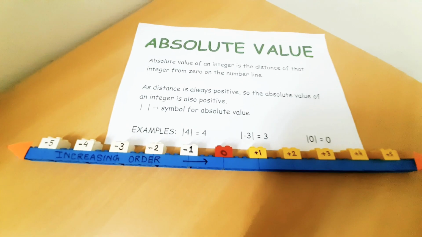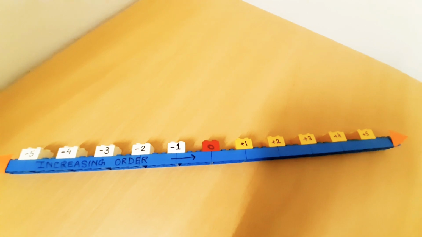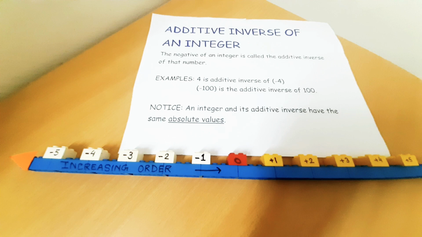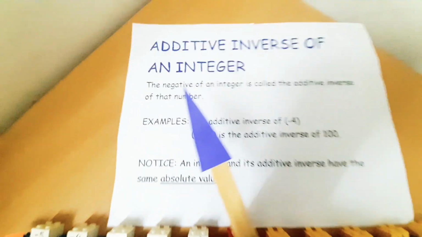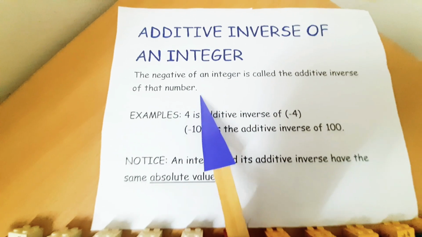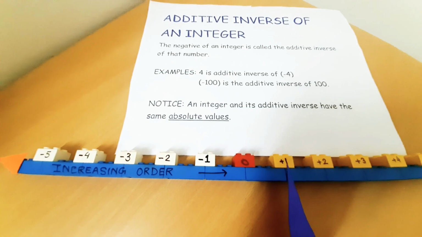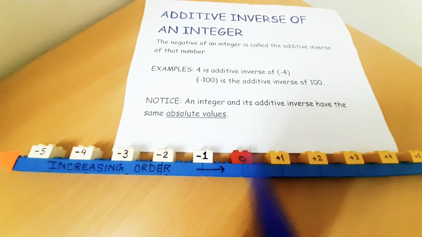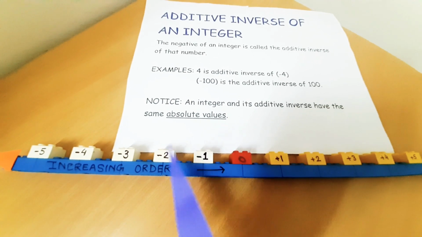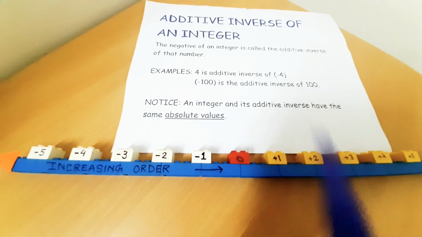Next, we come to the concept of additive inverse. Now, the additive inverse of an integer is defined as the negative of that integer. The negative of an integer is called the additive inverse of that number. Okay, so you can observe here plus 1. So the negative of plus 1 is what? Minus 1. So they are additive inverse of each other. Plus 2, minus 2, they are additive inverse of each other. Plus 3, minus 3, they are additive inverse of each other.